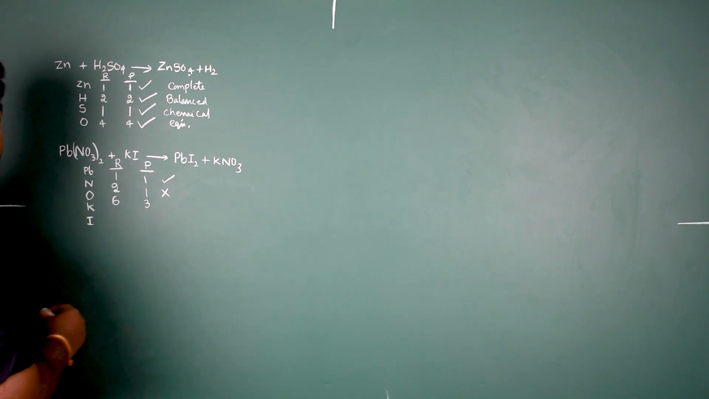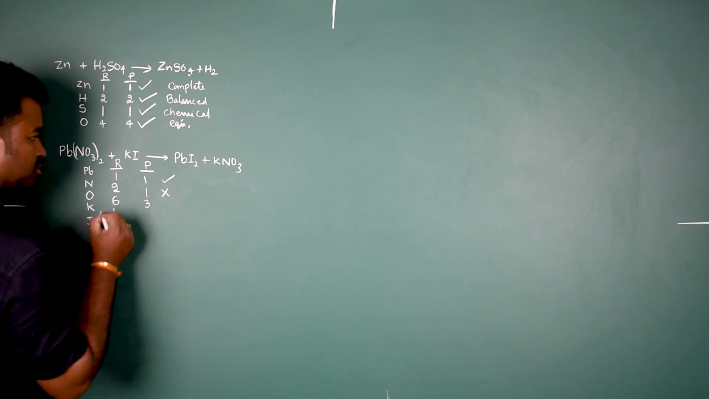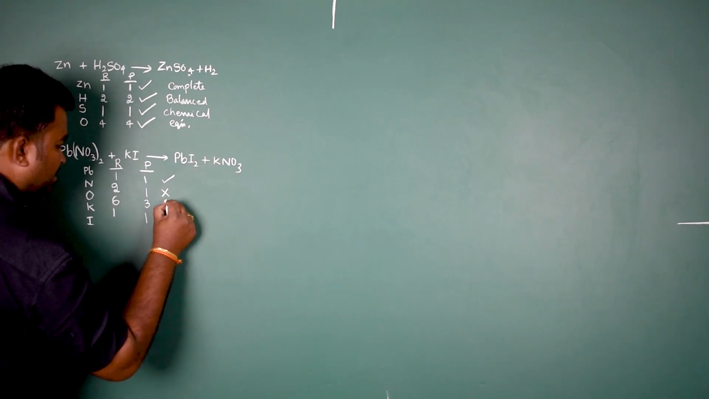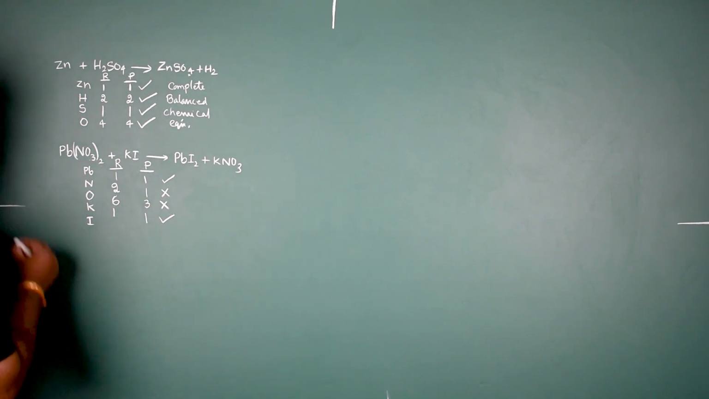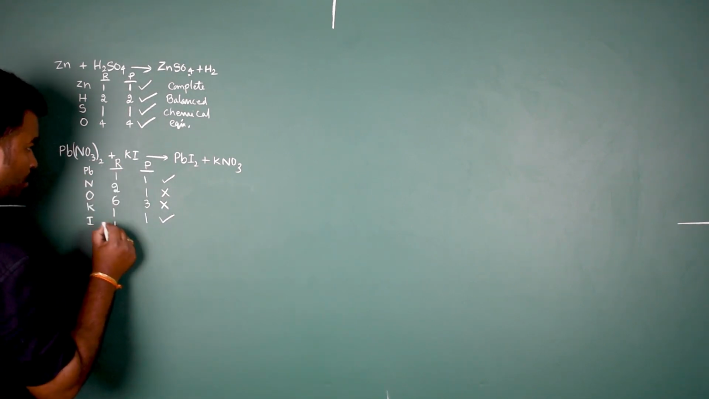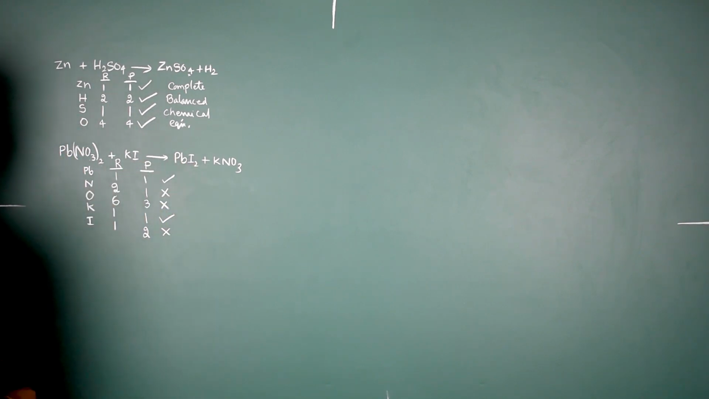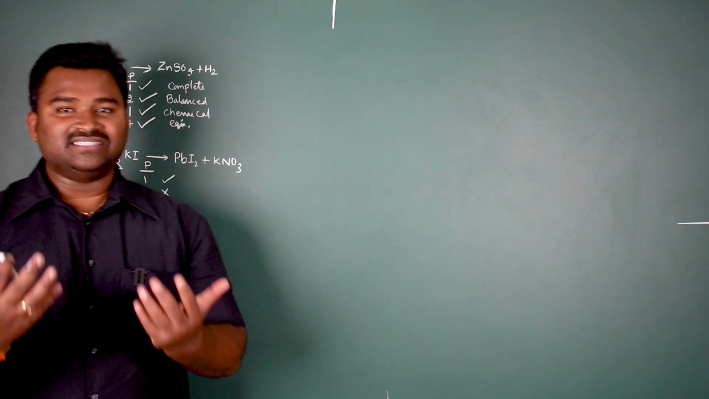And how about potassium? K1I1, that is 1 potassium here. Here also K1, 1 potassium. So this is balanced. Whereas oxygens are not balanced. Then how about iodine? Here it is 1 iodine. Here there are 2 iodine. So this is also not balanced. So this equation is a skeletal equation. Then how do you balance this equation?